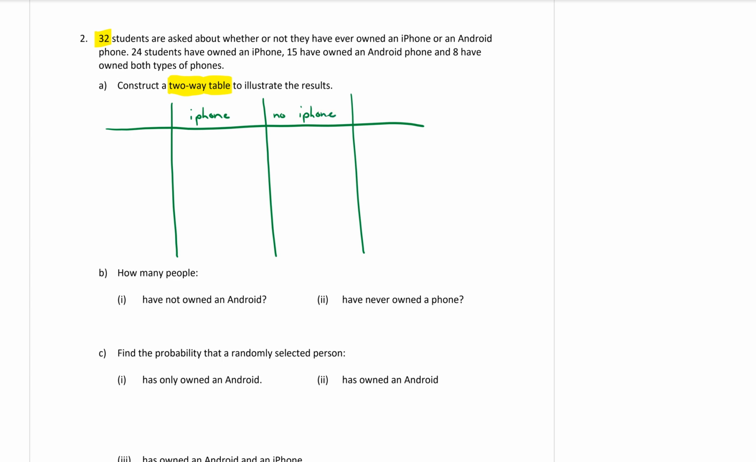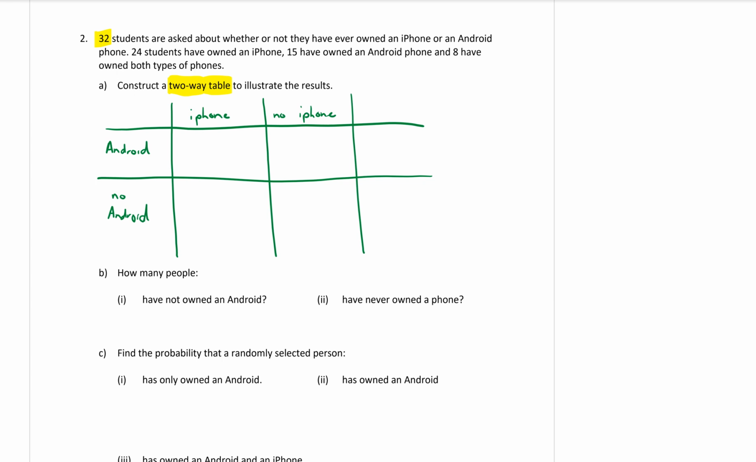Or maybe you've had an Android phone. And the other option is that you have not had an Android phone, so no Android phone. Okay, so let's see if we can put the right numbers in the right places. So let's read through that again.